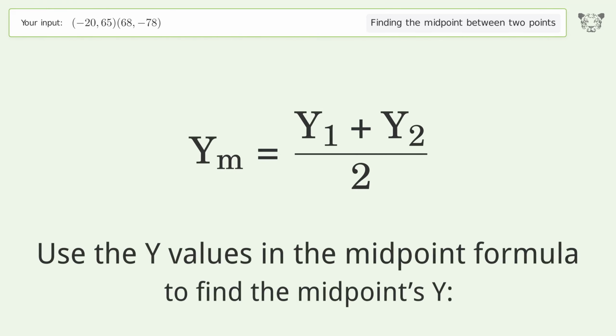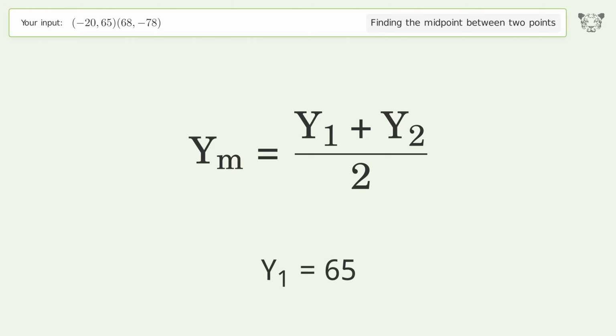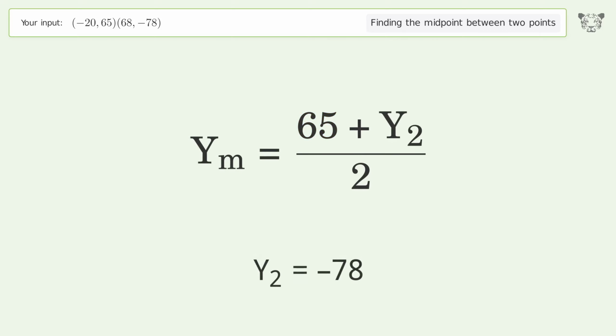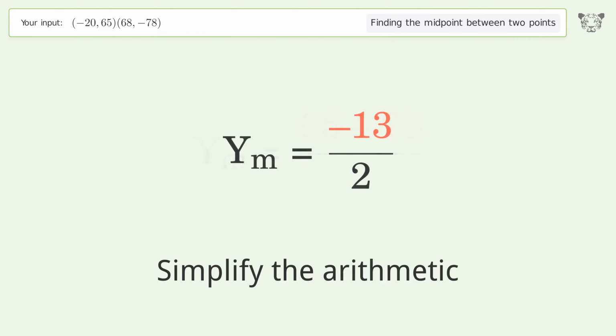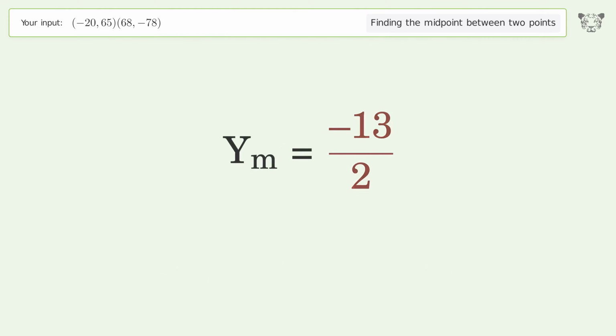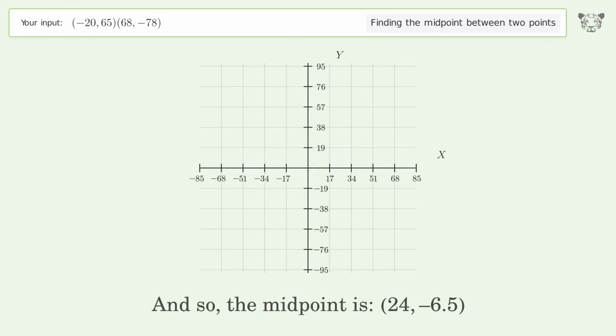Use the y values in the midpoint formula to find the midpoint's y. y1 equals 65. y2 equals -78. Simplify the arithmetic. And so, the midpoint is 24, -6.5.